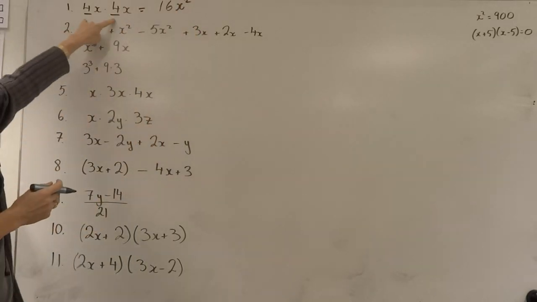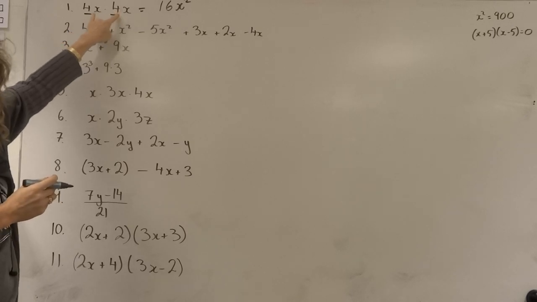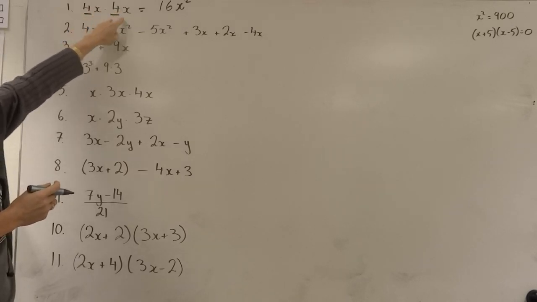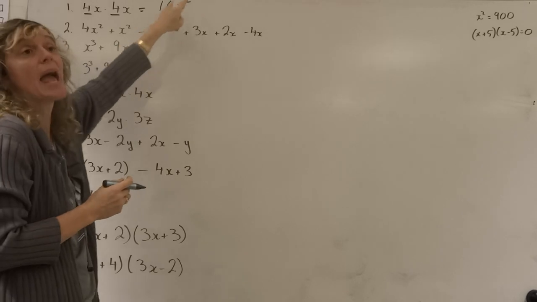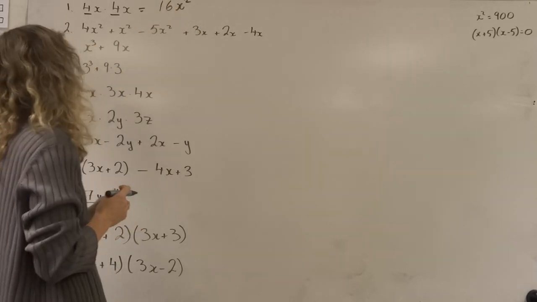You can't just multiply 4x by 4. That would give you 16x. But 4x multiplied by 4x gives you 16x squared. X times x is x squared.